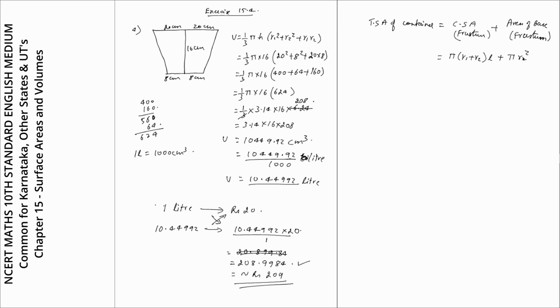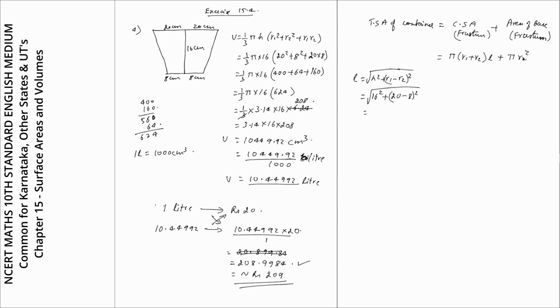Now what is L? L is the slant height. So L is equal to the square root of h square plus (r1 minus r2) the whole square. What is h? In the diagram you can see h is 16. So 16 square plus r1 is 20, so (20 minus r2, which is 8) the whole square.